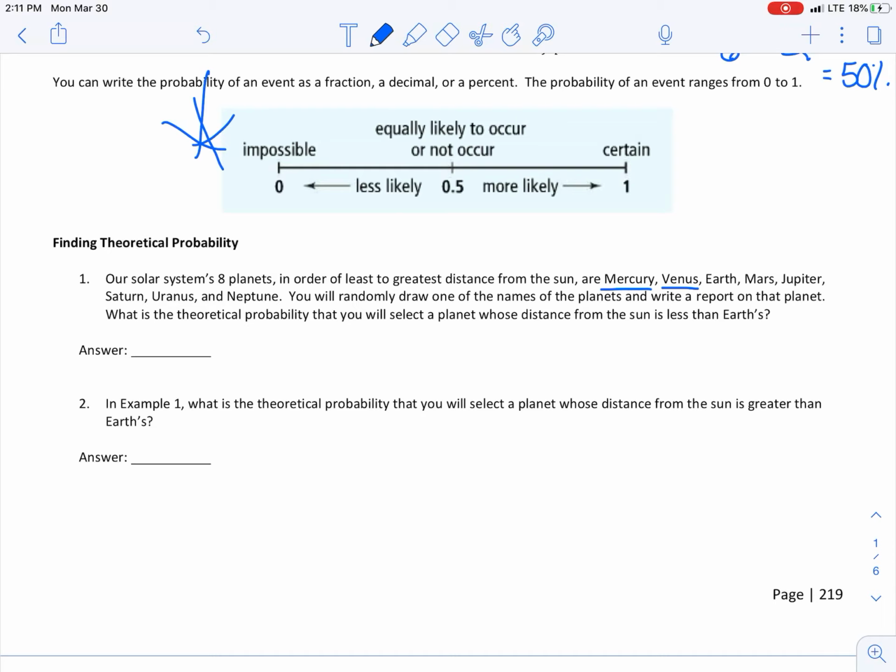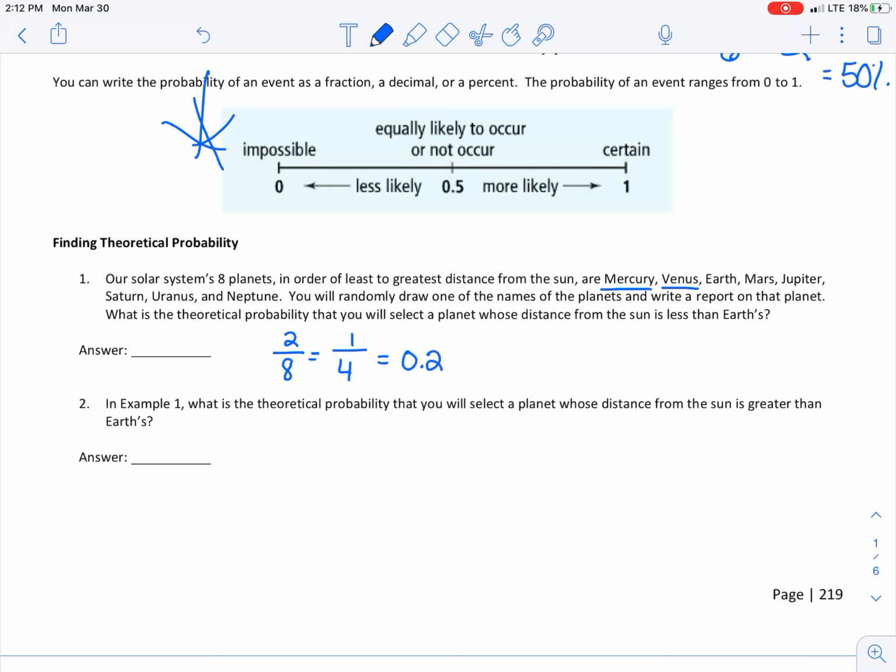So we want to know how many favorable outcomes do we have? Well, the only 2 that we have are Mercury and Venus. So that's going to be 2 out of the total amount of planets. And so we have 8 total planets here. So if I wanted to write this in reduced form, I'm going to reduce that fraction to make it 1/4.